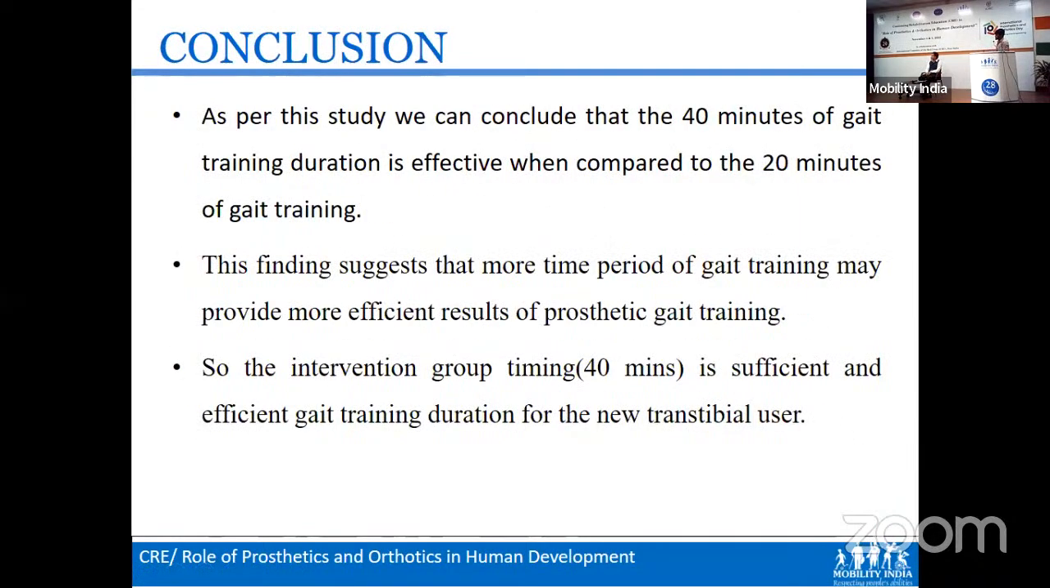As per the conclusion of the study, we can conclude the 40 minutes gait training was more efficient when compared to the 20 minutes gait training. It suggests that the longer the duration of gait training, the more efficient the gait you will get. So the intervention group, 40 minutes, is sufficient and efficient gait training for the transtibial user.